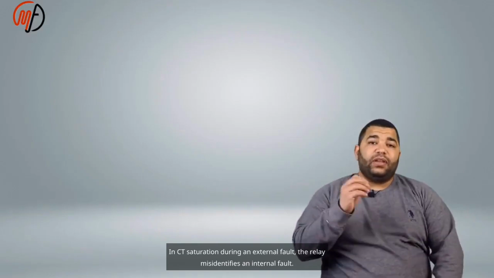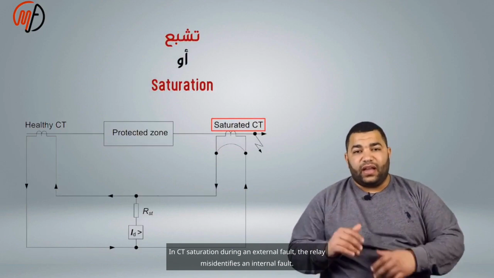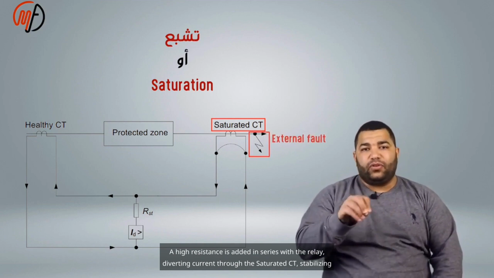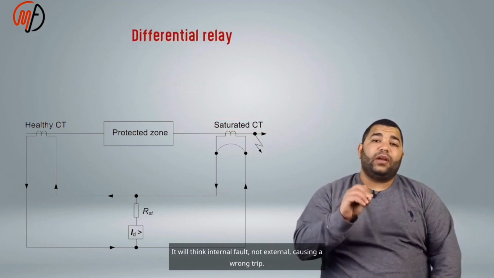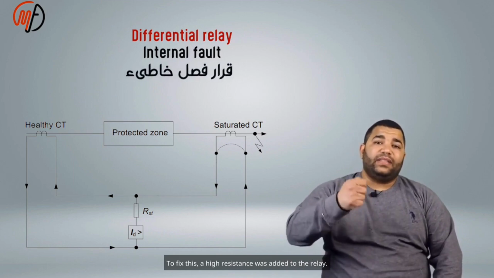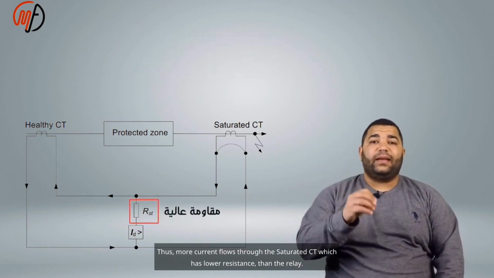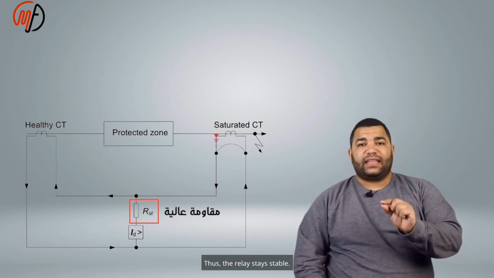In CT saturation during an external fault, the relay misidentifies an internal fault. It will think internal fault, not external, causing a wrong trip. To fix this, a high resistance was added in series with the relay. Thus, more current flows through the saturated CT, which has lower resistance than the relay. Thus, the relay stays stable.